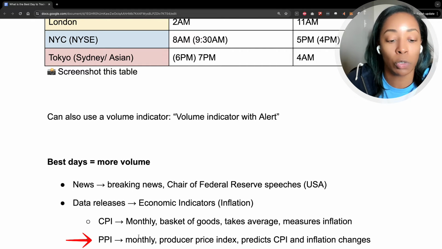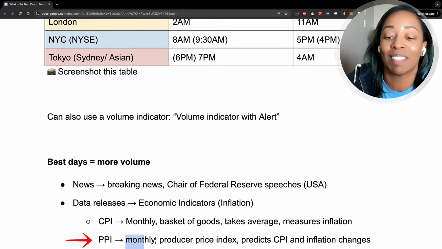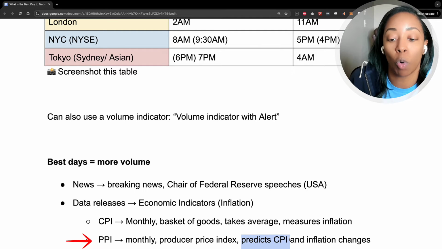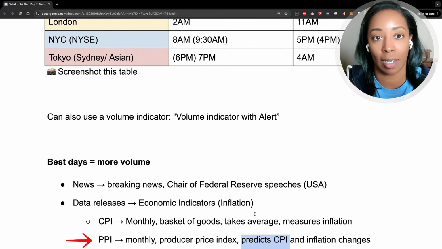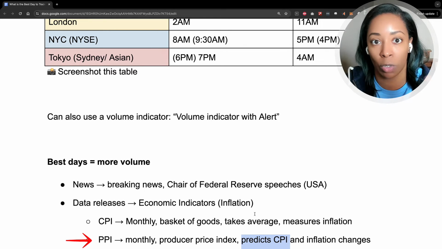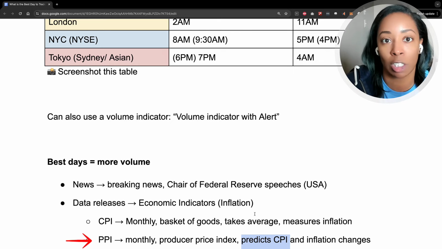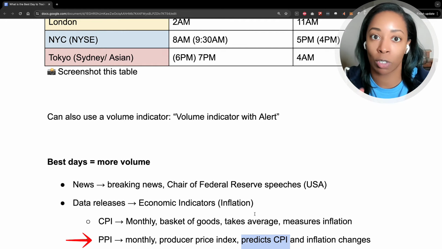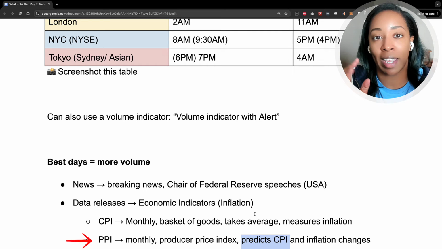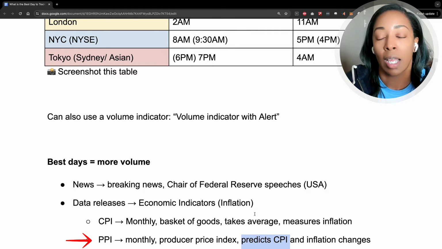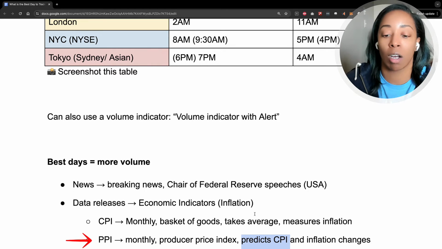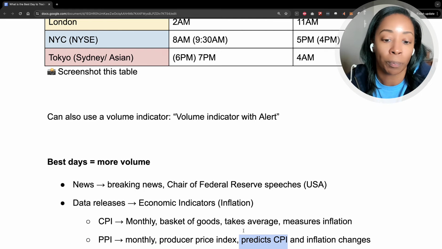Another thing is called the Producer Price Index, which is also known as PPI. This is also monthly. I believe they also have an annual one as well. It's mainly a predictor for CPI. You have a whole bunch of companies or manufacturers that produce goods, and if it's more expensive for them to produce those goods, of course, they're going to pass those costs on to consumers. So if the producers experience higher costs, then the consumers can also experience higher costs, which is why this PPI metric is a predictor of CPI. And it also measures the change of inflation as well.